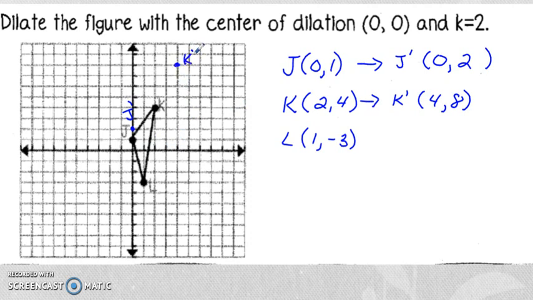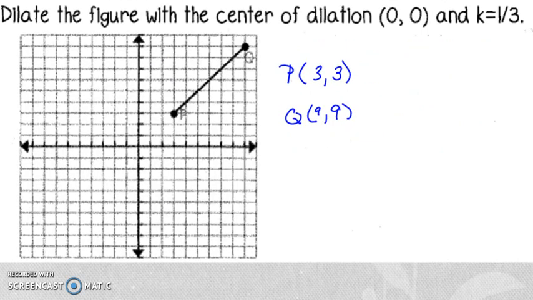There is K prime. And finally, we will take pre-image L and turn it into L prime. 1 times 2 is 2. Negative 3 times 2 is negative 6. 1, 2, and 1, 2, 3, 4, 5, 6. There is L prime, and I connect them all together. Hopefully your lines will be a little straighter than mine. And you can see that the blue triangle is twice as big as the original.